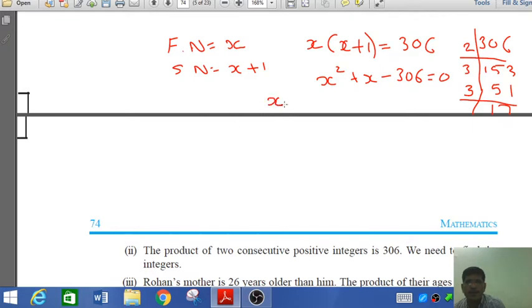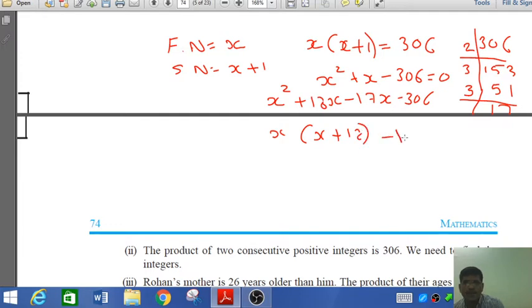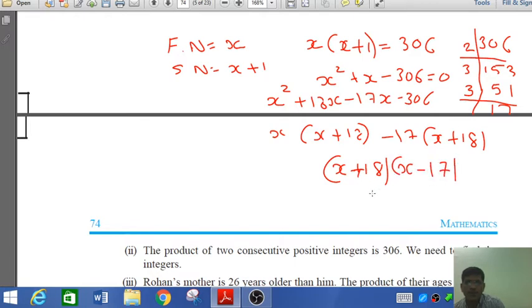So x square plus 18x minus 17x minus 306. So we have to make x common: x plus 18 common, minus 17 common, x plus 18. So x plus 18 and x minus 17. So x is equal to 17. So the two numbers are 17 and 18.